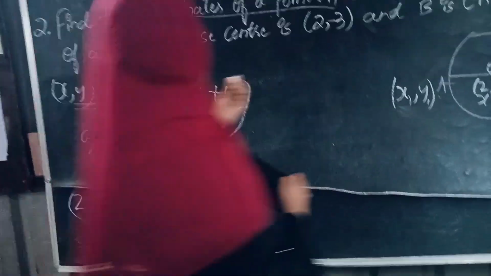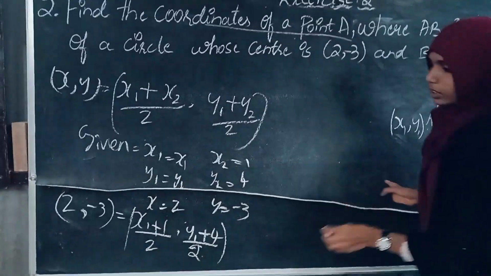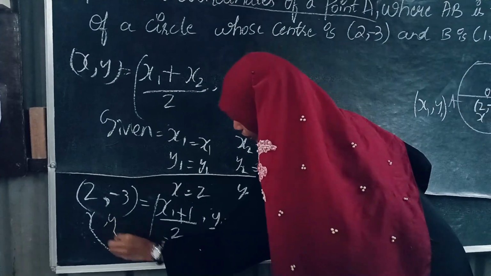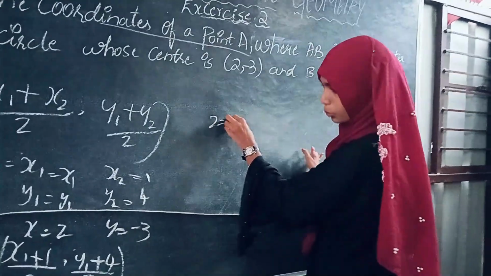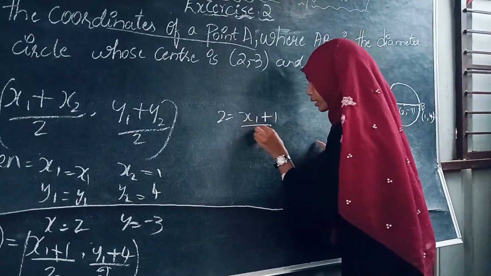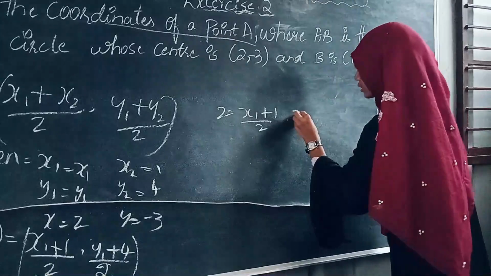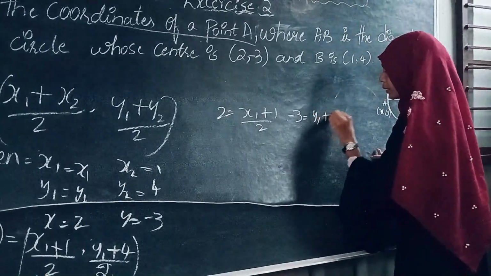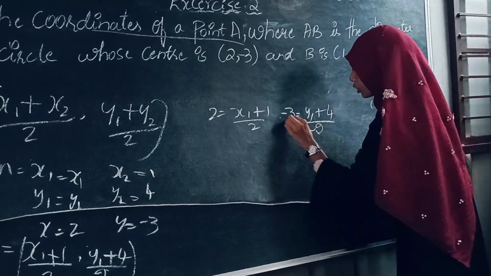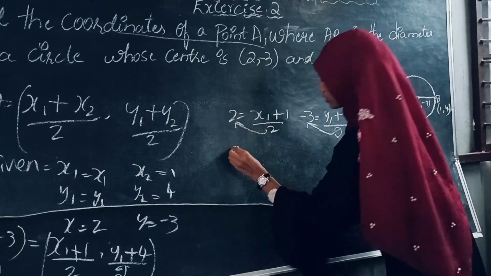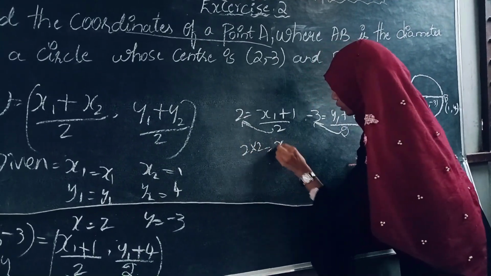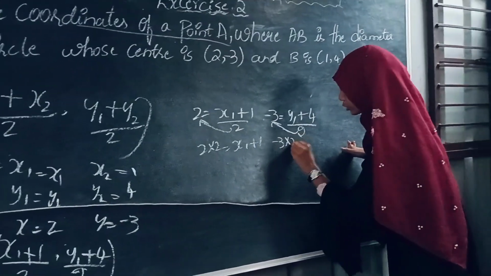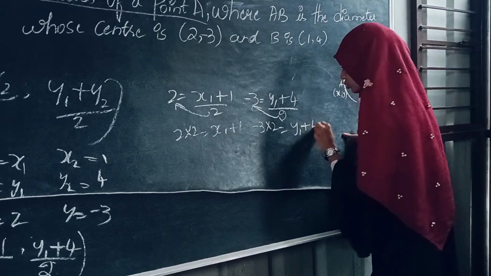Let's continue here. x comma y, x will always multiply with x, y will always multiply with y. 2 is equal to x1 plus 1 divided by 2 and minus 3 is equal to y1 plus 4 divided by 2. This will multiply with this, this will multiply with this. 2 into 2 is equal to x1 plus 1, minus 3 into 2 is equal to y1 plus 4.